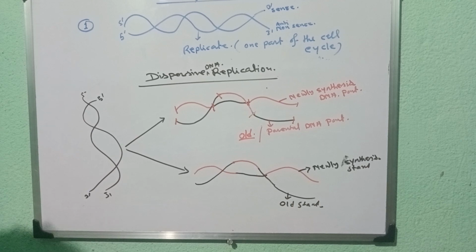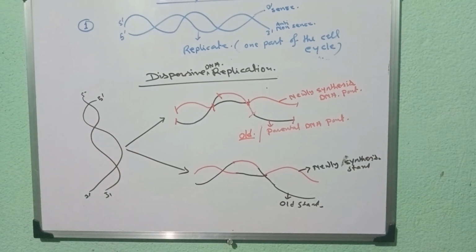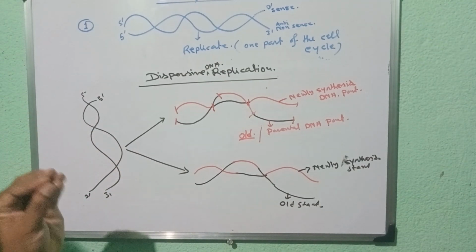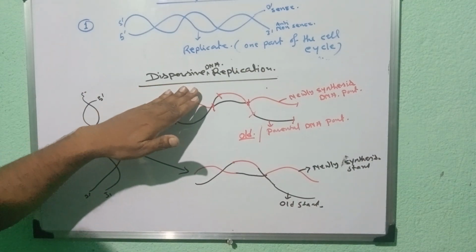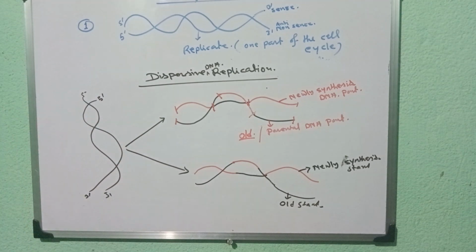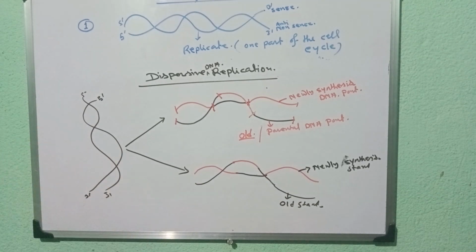After some experiments, we proved that DNA replication happens by only one process. This process is called semi-conservative DNA replication. There are another two processes, the dispersive process and the conservative process. These processes are not proven by this experiment. So we all proved by this experiment that DNA replication only happens in the semi-conservative mode.